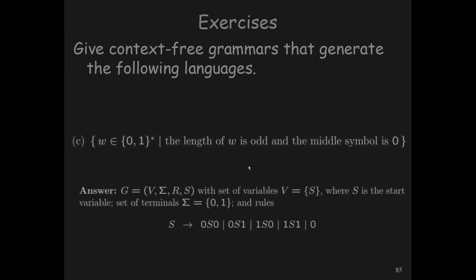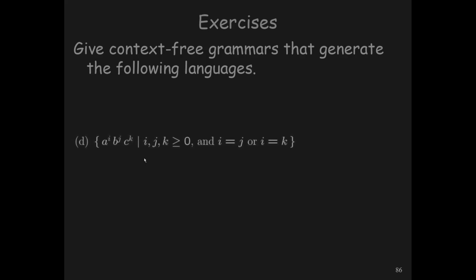Now the other way to do this would be to have S produces XSX, or 0, and then the X is 0 or 1, okay? This is, I believe, the solution that was given by the professor when we solved this in the lecture. Both of them are completely valid and equivalent grammars, so don't worry about it.